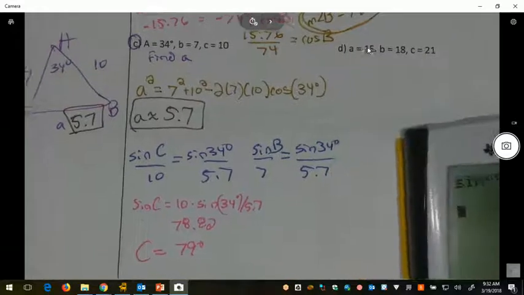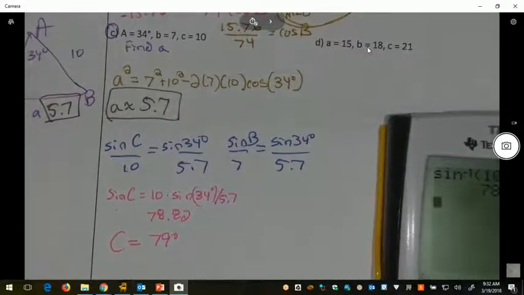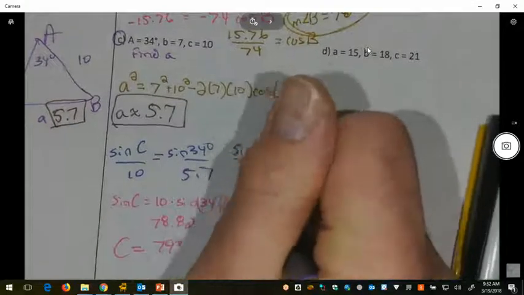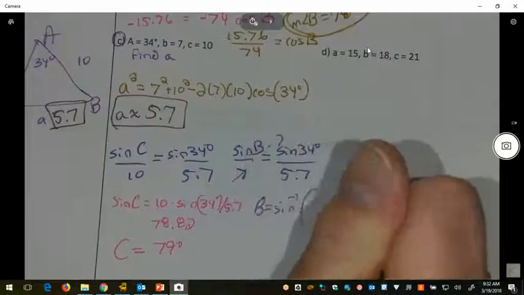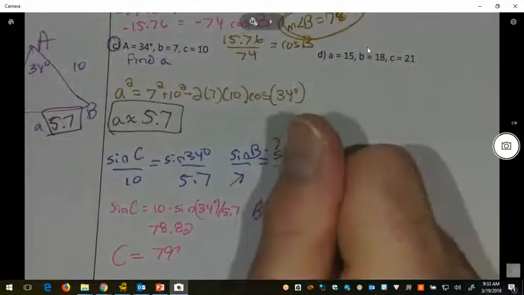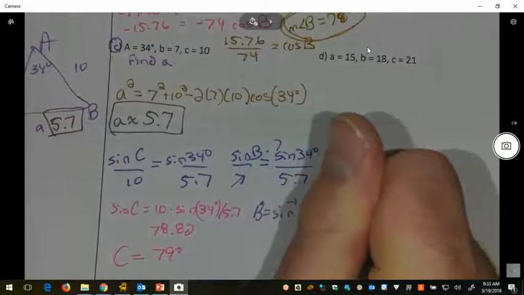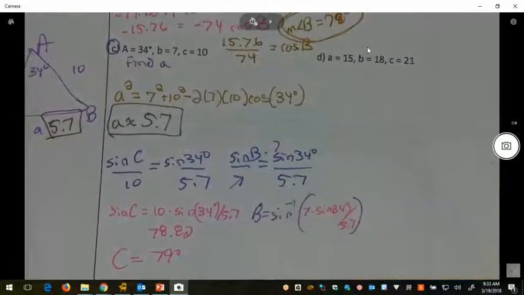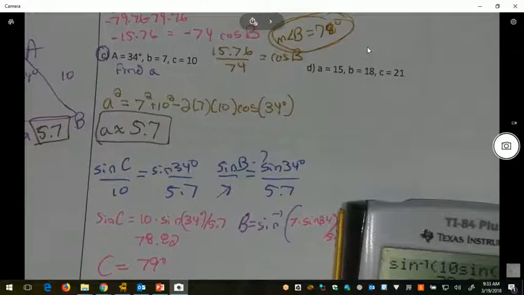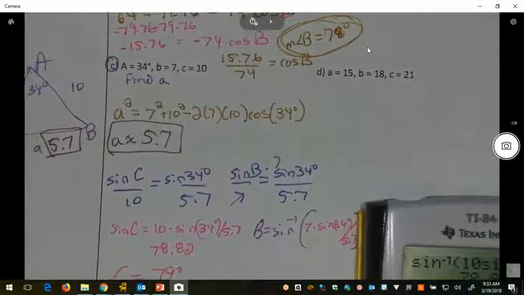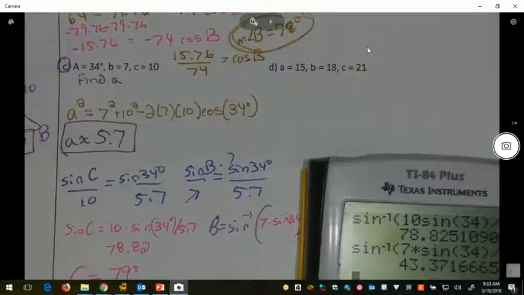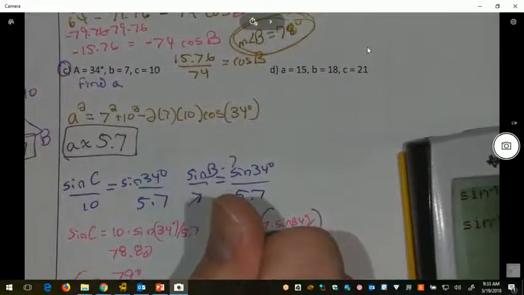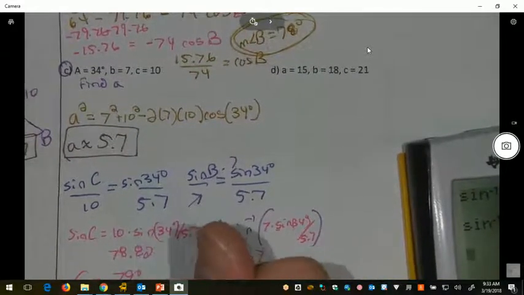I'm going to repeat this process for angle B. Solving for angle B, I'm going to multiply by 7. So I'll have B equals the sine inverse of 7 times sine of 34 degrees divided by 5.7. And I get 43.37, or 43 degrees.